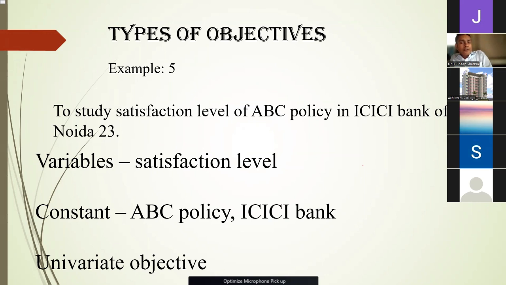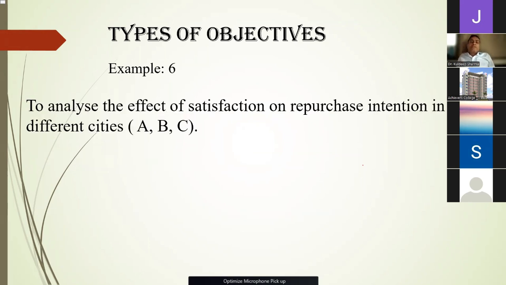No. So there are two basic conditions. Whoever I want to collect the information from, whoever my respondent is, my question is with respect to ABC policy in ICICI Bank. That's all. So the policy will not change because of that. That policy is constant. Yes, absolutely correct. Getting it? Which variable is this? Univariate. The sixth example is very interesting.